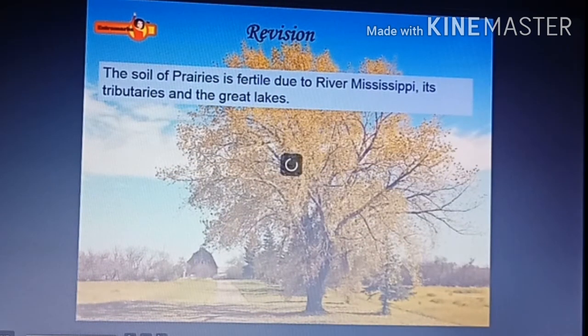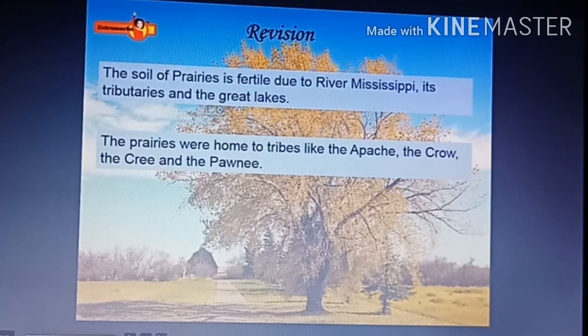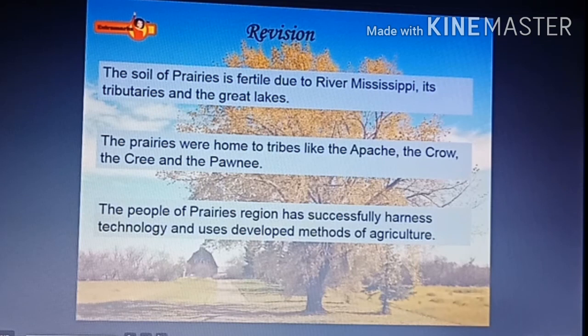The soil of prairies is fertile due to river Mississippi, its tributaries and the Great Lakes. The prairies were home to tribes like the Apache, the Crow, the Cree, and the Pawnee. The people of the Prairies region have successfully harnessed technology and use developed methods of agriculture.